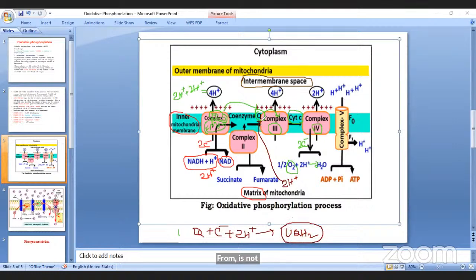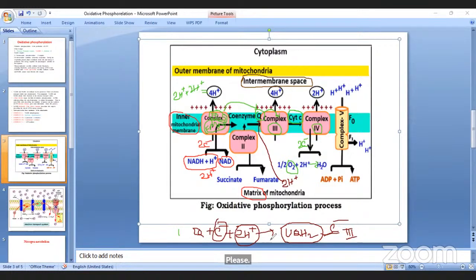Actually, there is no place to write. I hope you understand. This is only Q. First, Q receives 1 electron. As a result, it receives 2 protons from the matrix. 1 electron, 2 protons. As a result, quinol is formed. This is called UB quinol. After formation of UB quinol, it immediately sends the electron to the next complex, complex 3.